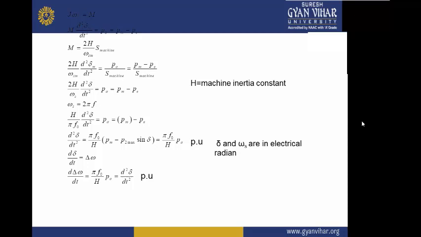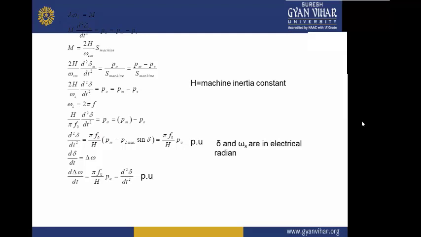So what is H? H is the machine inertia constant. It depends on the machine, and it varies from one type of synchronous machine to another type of synchronous machine. Now let's discuss the same topic again. So 2H upon omega s into d2 delta by dt square is equal to Pa, which is equal to Pm minus Pe.